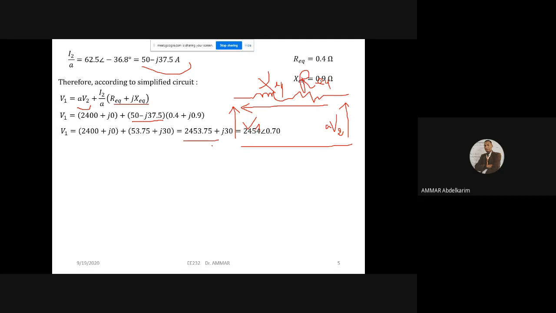Now V1 equals 2453.75 plus j30, and its magnitude is almost 2454. So this is the no-load voltage. When we calculate the voltage regulation, we use magnitudes, so it's the difference between voltage magnitudes. The no-load voltage is 2454 minus the full load voltage 2040, over 2040. The voltage regulation can be found as 0.225, or as a percentage, 22.5. So this is the voltage regulation.